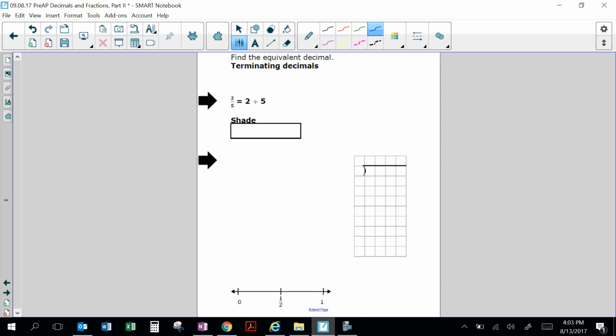So if you are given a fraction such as 2/5, I would like you to shade in. Here's a fraction bar. Shade in 2/5. I'm going to divide this into fifths. I'm going to shade in 2/5.